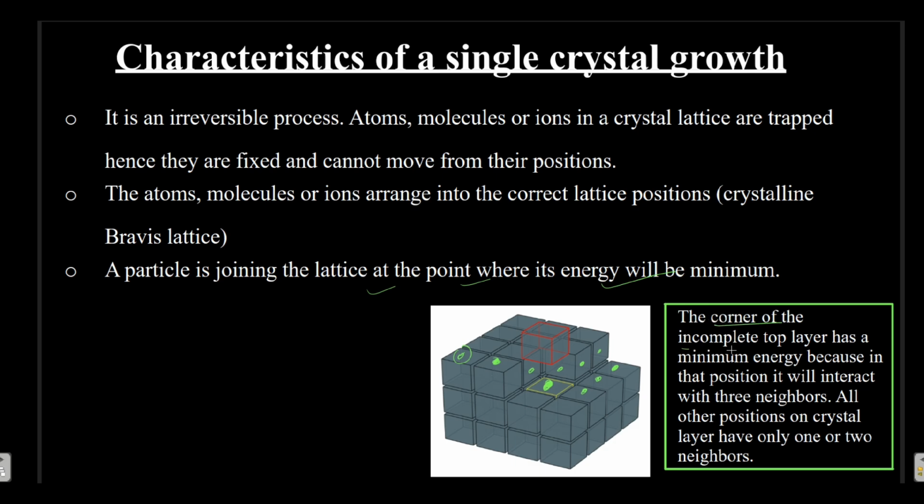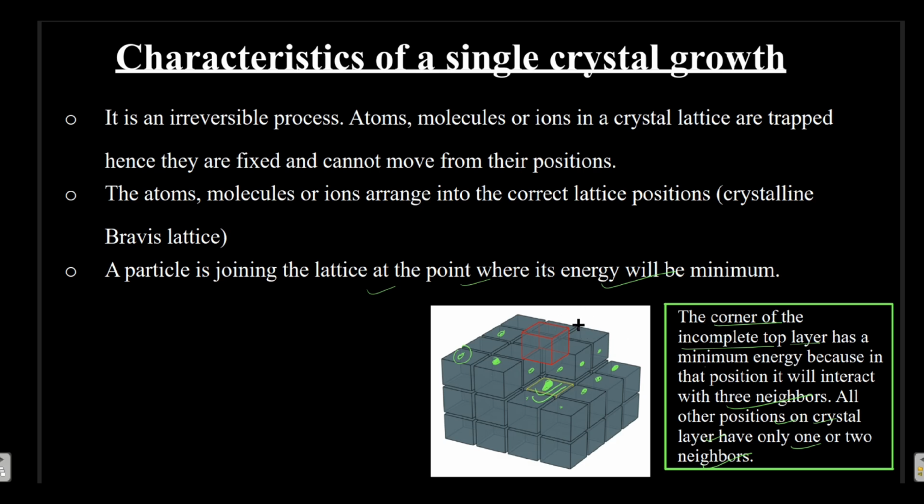You can see over here, I have written it properly in a simple way. The corner of the incomplete top layer has a minimum energy, because in that position it will interact with three neighbors, 1, 2, and 3. All other positions on the crystal layer have only one or two neighbors. So all other positions, this or this or this or this, have only one or two neighbors.